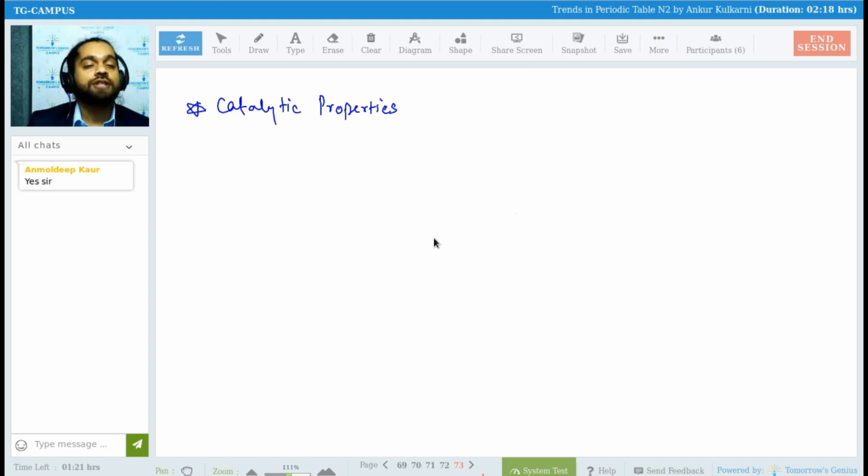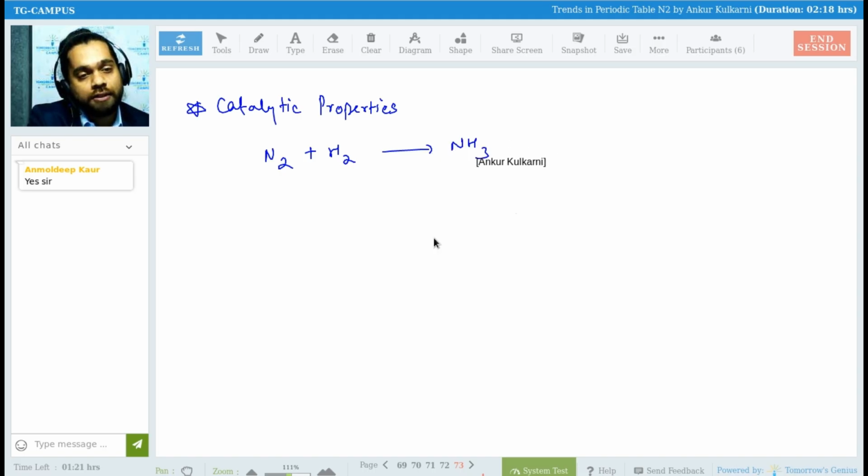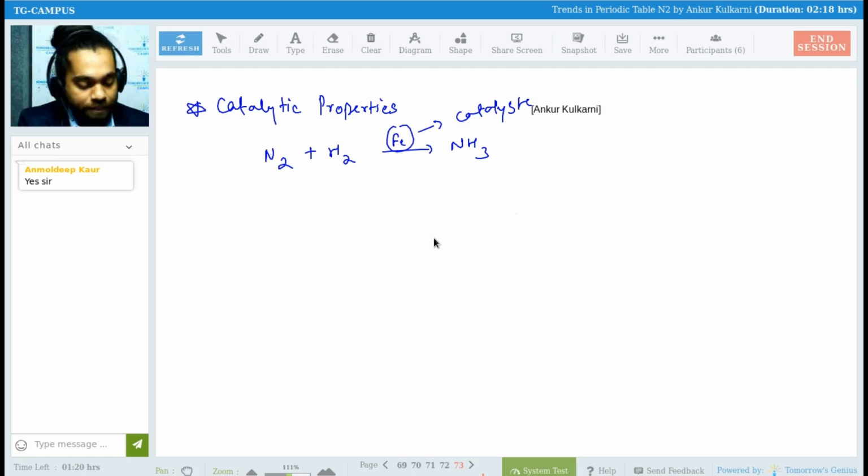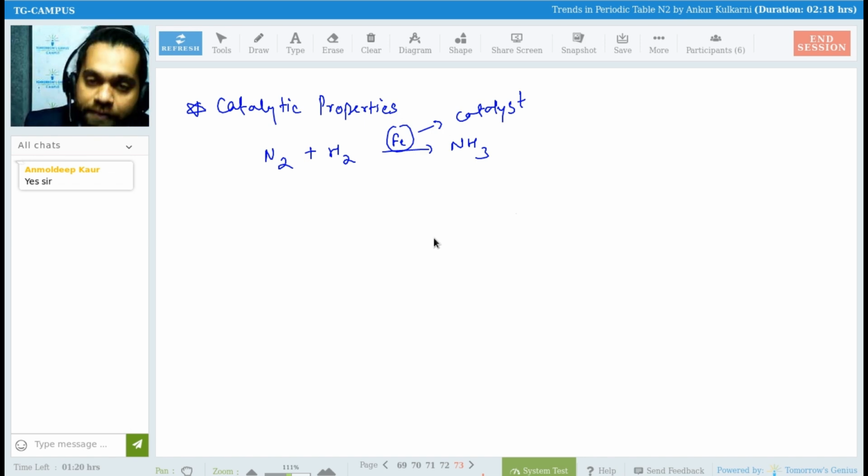Correct. In Haber's process, we prepare ammonia. So what is the catalyst in Haber's process? Haber's process is nothing but N2 plus H2 gives you ammonia. Yes, Fe is used as a catalyst and Mo is the promoter.